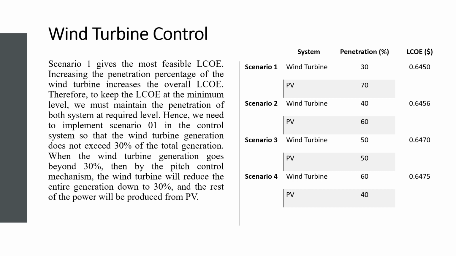So we need to implement scenario 1 in the control system so that the wind turbine generation does not exceed 30% of the total generation. And when the generation of the wind turbine goes beyond 30%, then by the pitch control mechanism of the control system, the wind turbine will reduce the generation down to 30% again. And the rest of the generation will come from the PV cell.